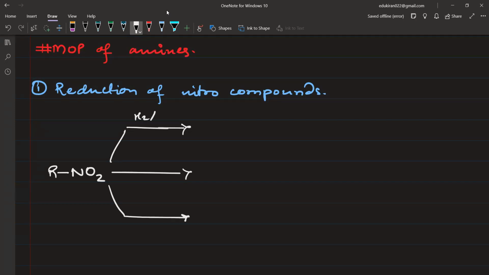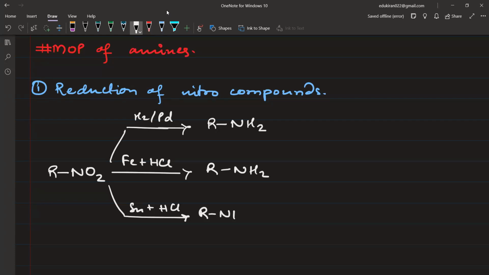The first reagent is H2 in the presence of Pd, nickel or something else. Platinum, palladium, and nickel. These are the 3 catalysts, the 3 metals that can be used, and you can get RNH2. That is amine. Similarly, Fe plus HCl can be used, and you will get RNH2. Then you have Sn plus HCl. You'll get RNH2. Fe plus HCl is the preferred method. Please write here. This is the preferred method.